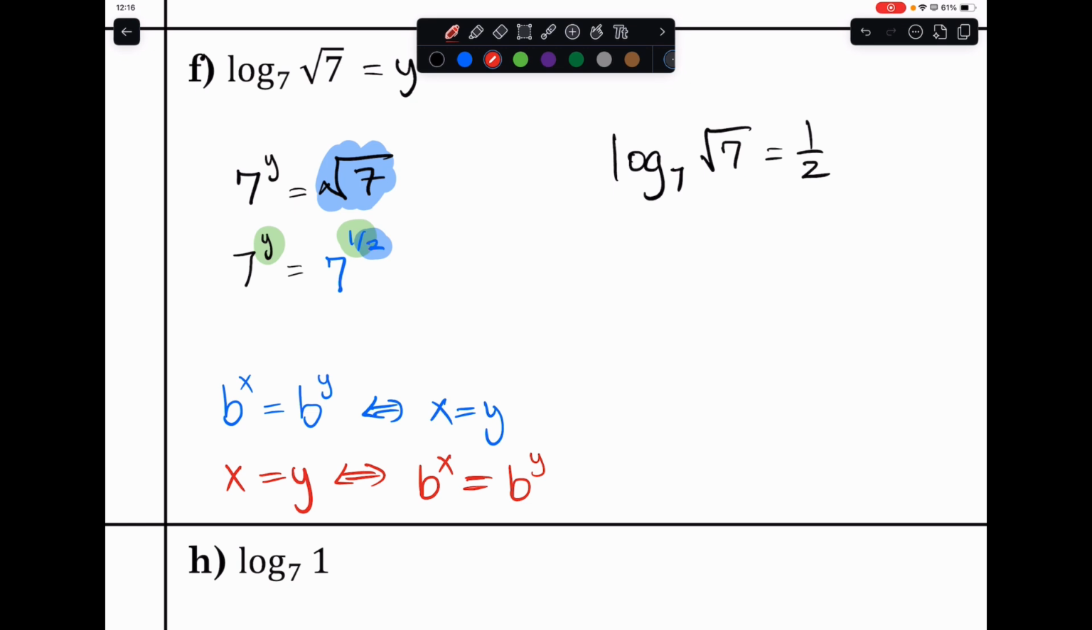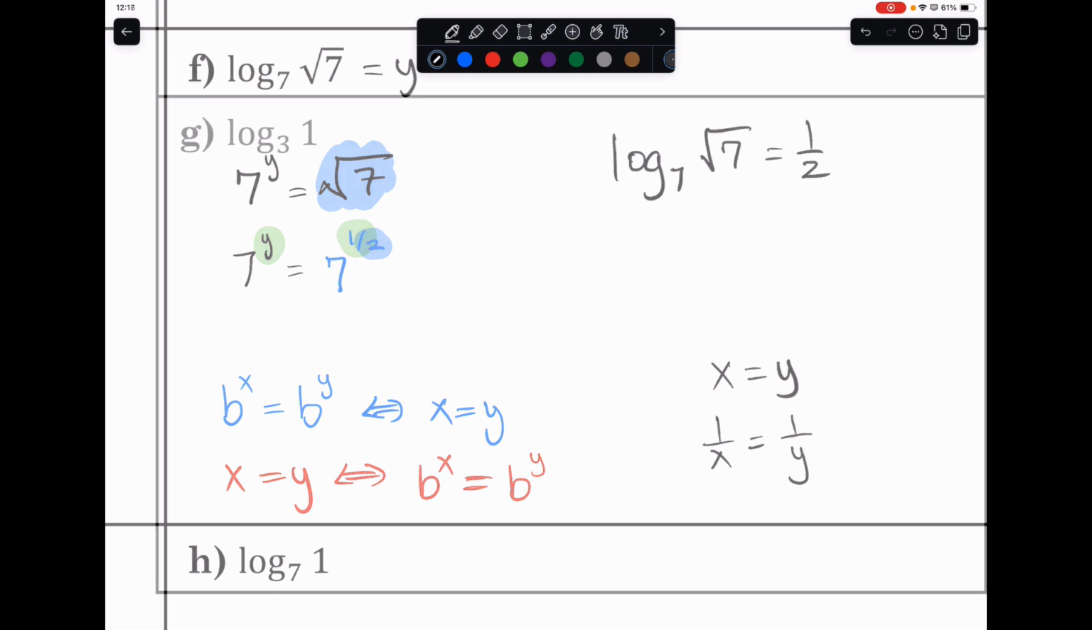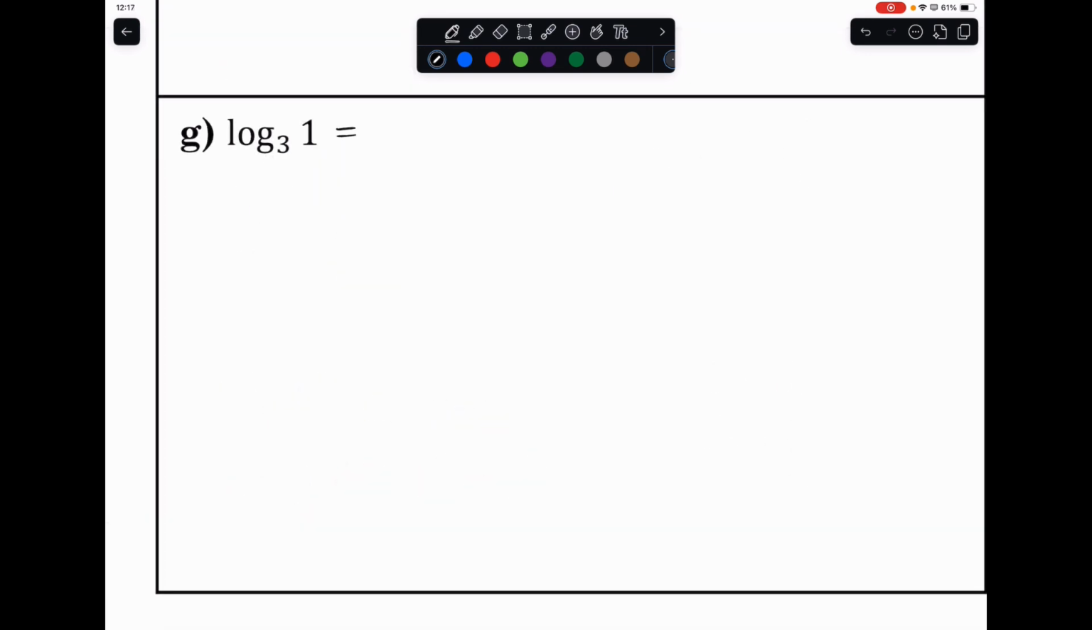It's very similar to the concept that if I have x equals y, and I take the reciprocal of the left side, 1 over x, in order to keep it equivalent I would have to take the reciprocal of the right side and write this as 1 over y. So a very cool property that we can use again to evaluate this log function. Moving on to the next example, letter G.